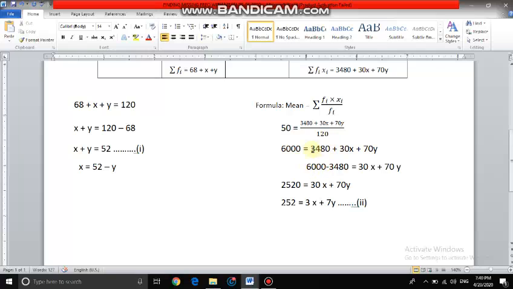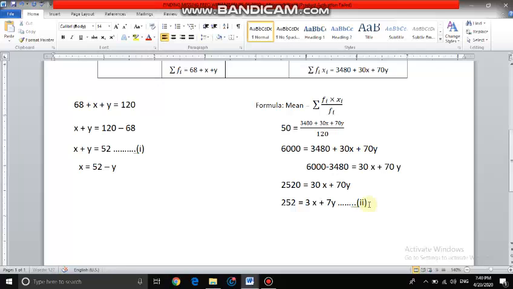This 3840 here is a positive number, so that will become negative here, and the rest of the terms will remain the same, 30x plus 70y. Now if I subtract these numbers, 6000 minus 3480, I'll get 2520 equals to. Now if you observe, each and every number here is divisible by 10. So that's why I have taken 10 common and cancelled on both sides. So I'll get 252 equals 3x plus 7y.